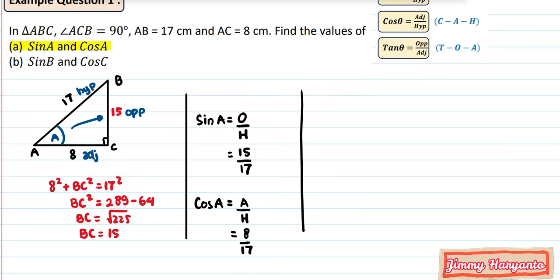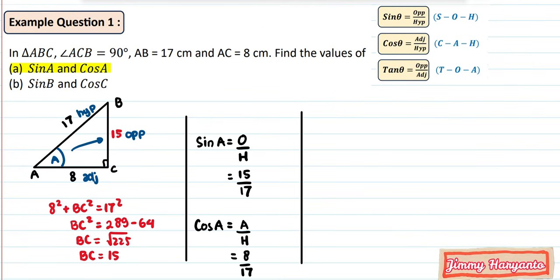Okay, that is for sine A and cos A. For the next one, the question wants you to find the sine B and cos B. Because the angle is changed, the labels also changed. So the angle will be this one right now. This one will become the opposite, this one is still the hypotenuse, and this one will become the adjacent.